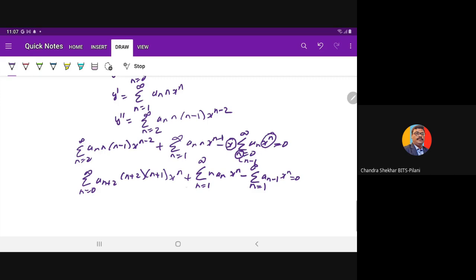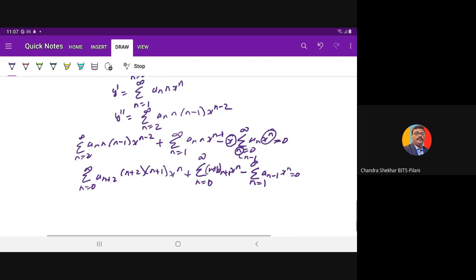So for y dash we put n plus 1, n plus 1 a n plus 1 x to power n, correct. So now all the summations should start from n is equal to 1, right? So n is equal to 1.